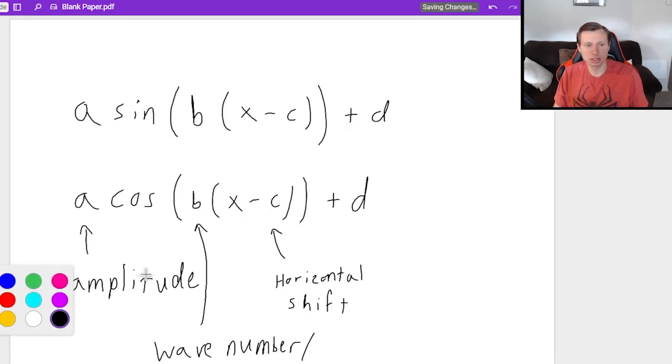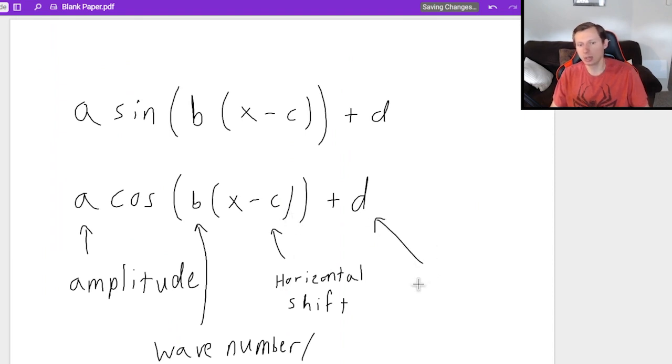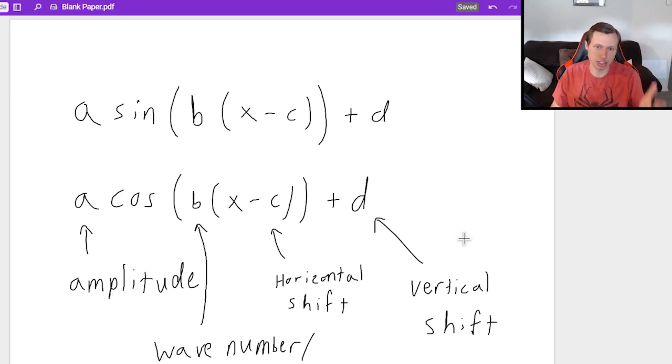And then the last thing to talk about before we look at some practice questions is D. D is one of the easier things. It's just the vertical shift. It's just how much you're moving the graph up or down. And unlike the horizontal shift where you have to do the opposite, if you have +2, the shift is up. It's the direction you expect it to go.